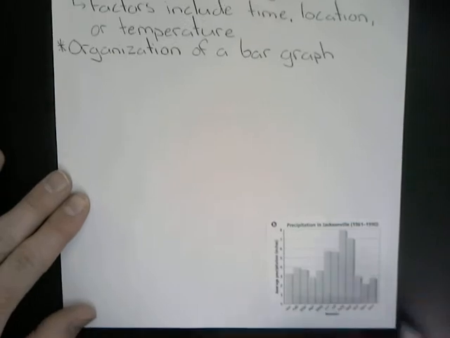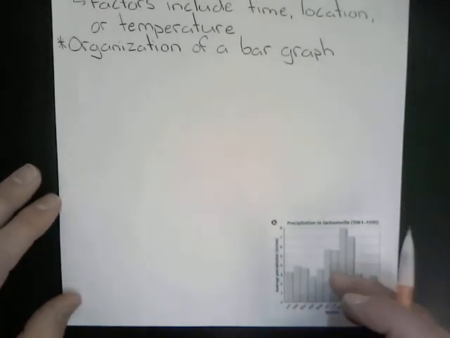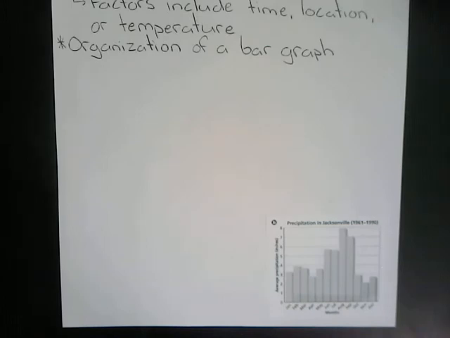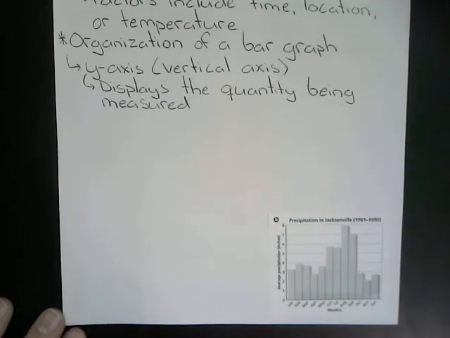So we start out here with looking at the y-axis or the vertical axis. Now this y-axis is going to display the quantity being measured. Now this quantity being measured is known as the dependent variable.